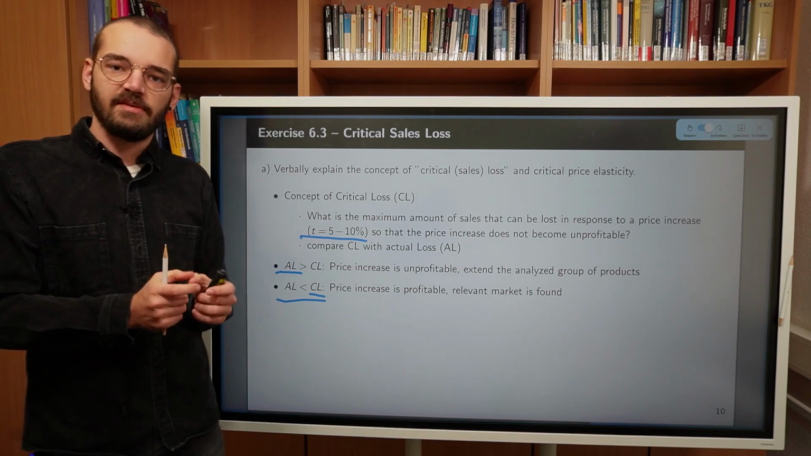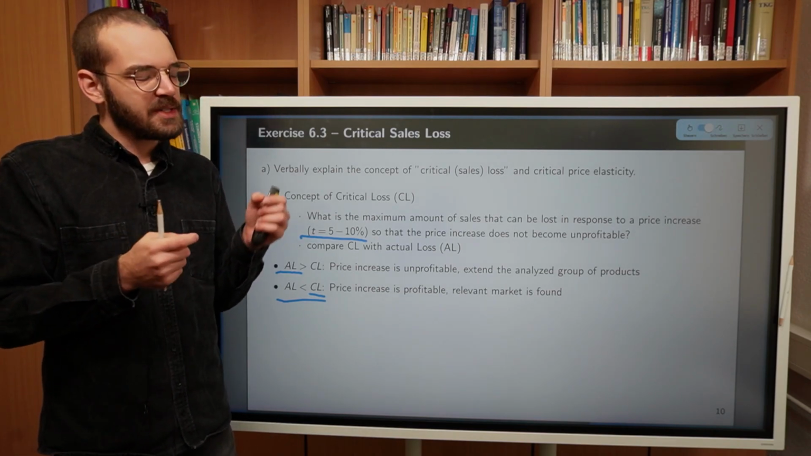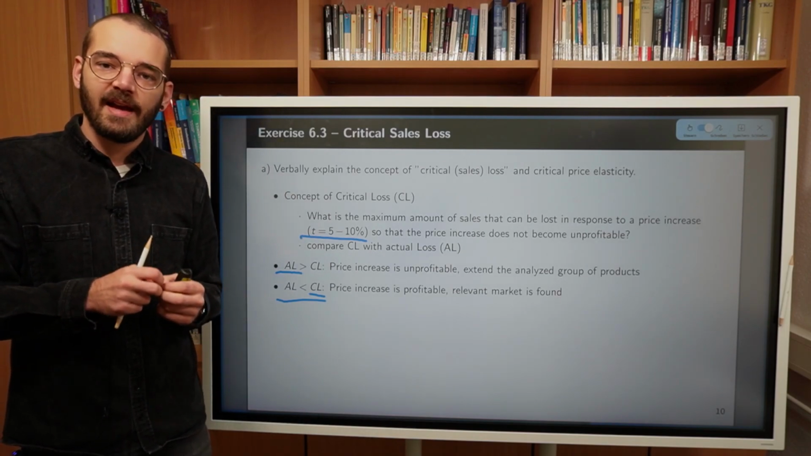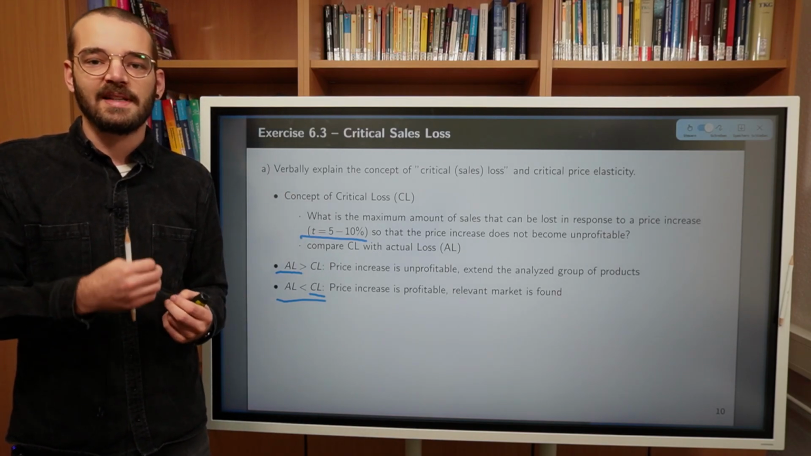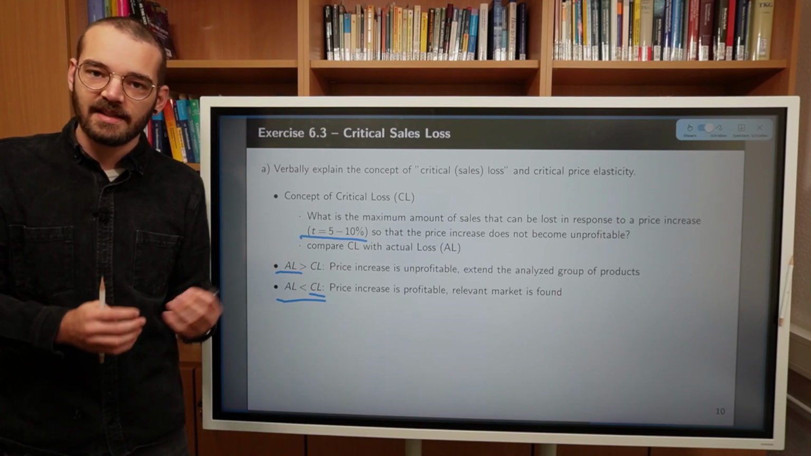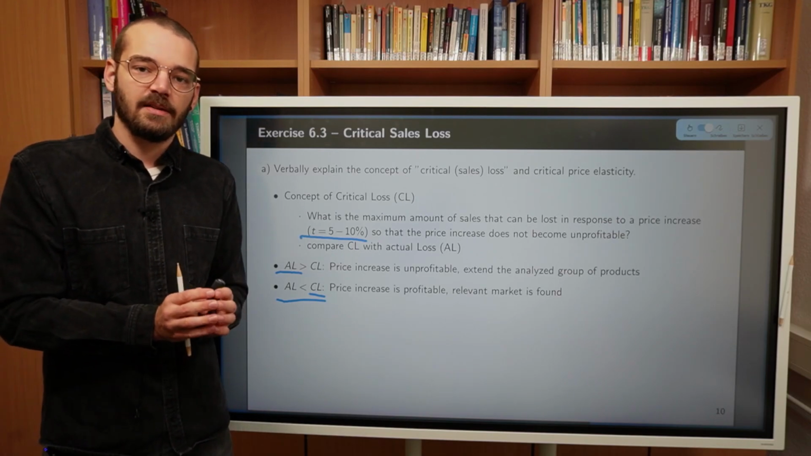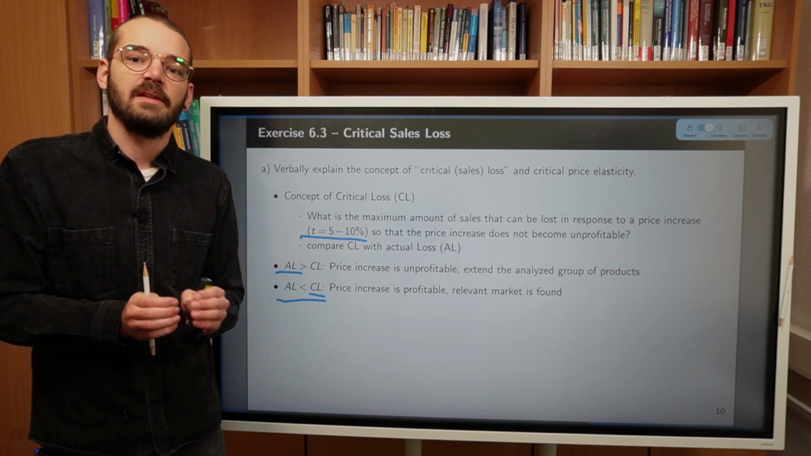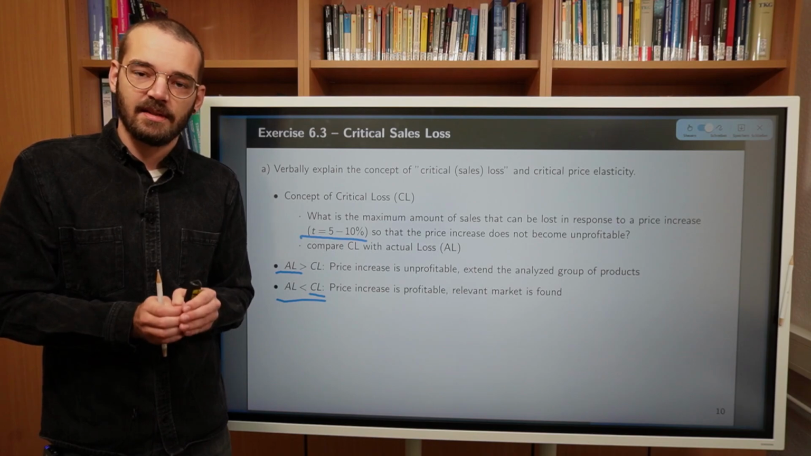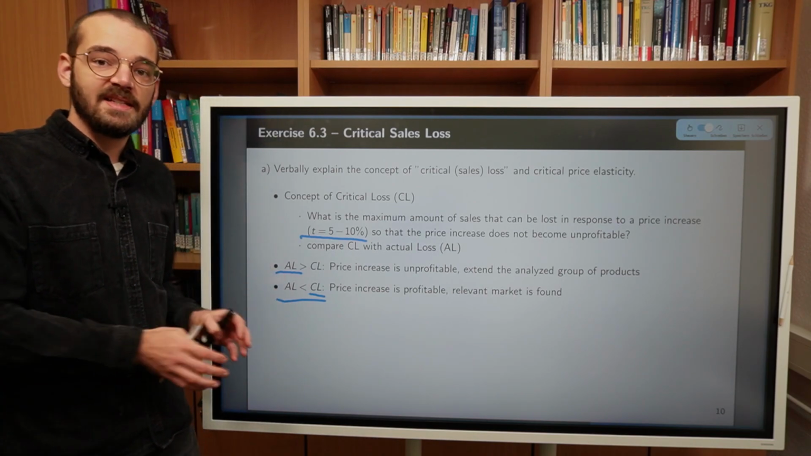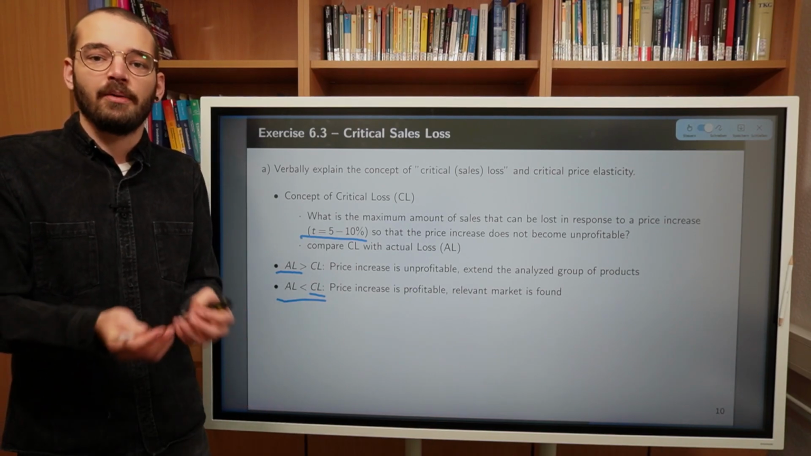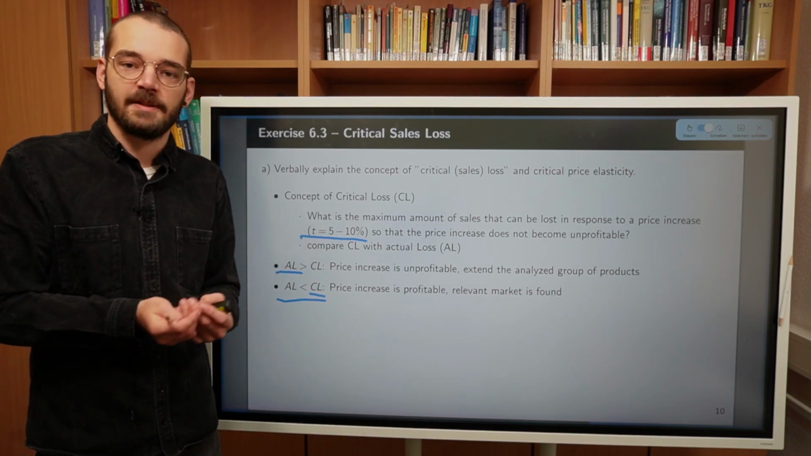This concept is very closely related. I would even say it's the same concept as the snip test, which we were discussing in the previous exercise, right? Because we are again considering a situation where we have a price increase and are asking ourselves, is this price increase profitable? And as long as the actual loss is smaller than the critical loss, a price increase is profitable, so we have found the relevant market.